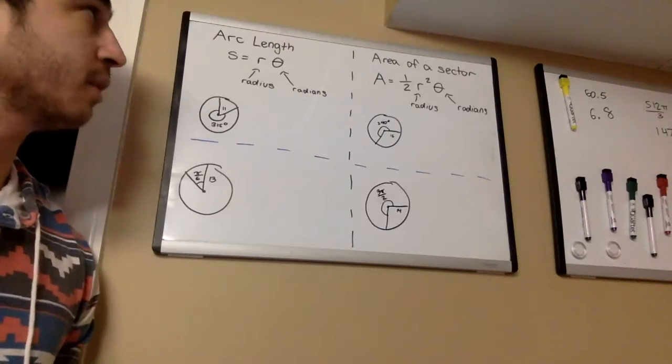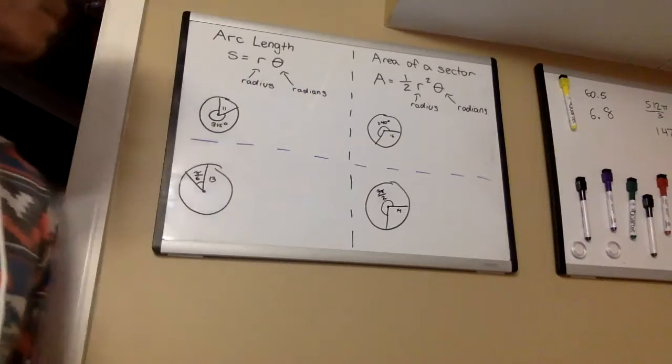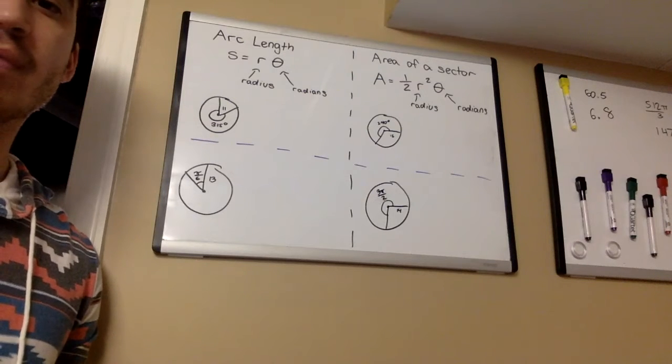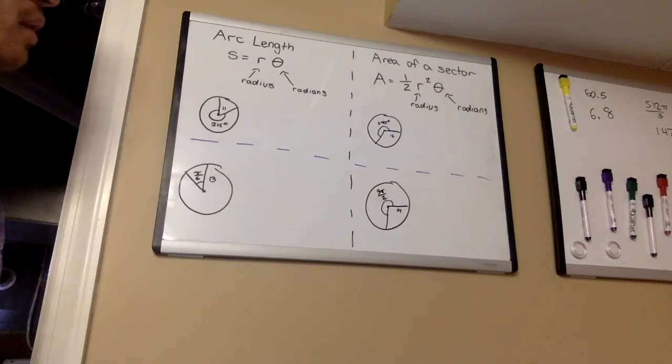Hey guys, today we're going to be learning about arc length and area of a sector. I'm going to go over the two different formulas and then I'm going to go over a couple problems. The first one we're going to do is arc length.